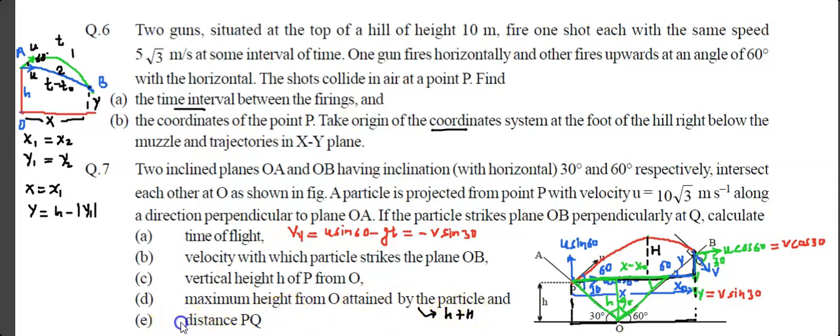And then it's asking about the distance PQ, that means the distance between P and Q. So this is point Q, this is point P. We need to find this distance. Can you find this distance? Yes, of course we can, because we have already calculated this as x, this is y, so this distance will become under root x square plus y square. And x and y can be calculated using the equations of projectile motion.